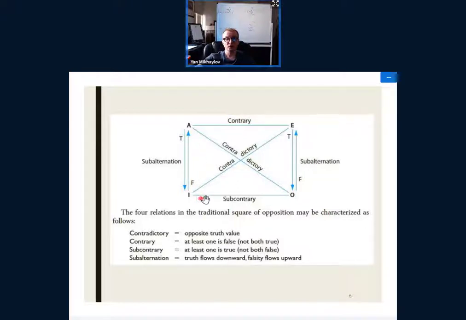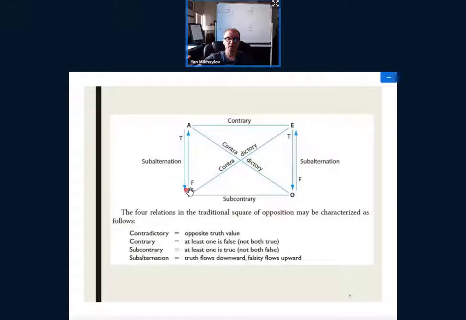This relation is called subcontrary, and it just says these two cannot both be false. Can they both be true? Yes. Can one of them be false? Yes. They just cannot both be false. Subalternation is a relation where you have truth on top, that truth goes on the bottom, meaning if this is true, this one will have to be true. How about if this is false? Then we have no idea what's going to happen on the bottom. It can be either true or false.